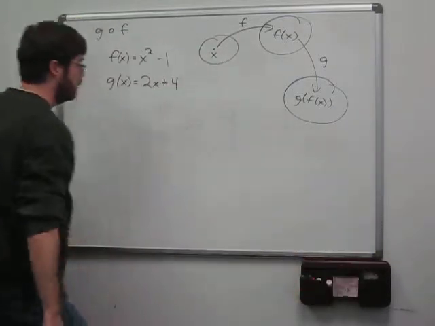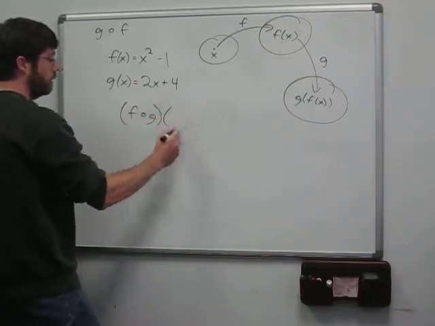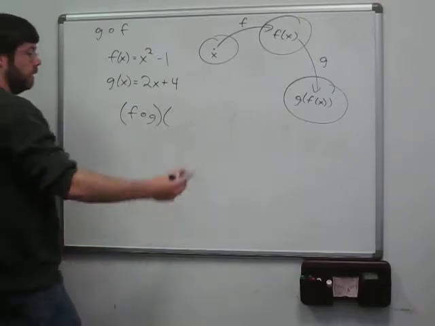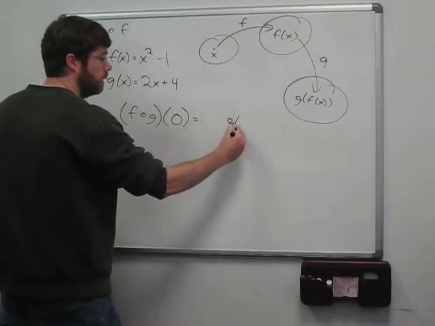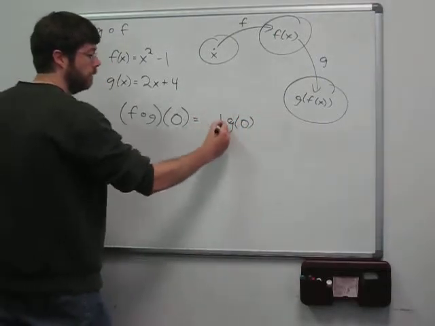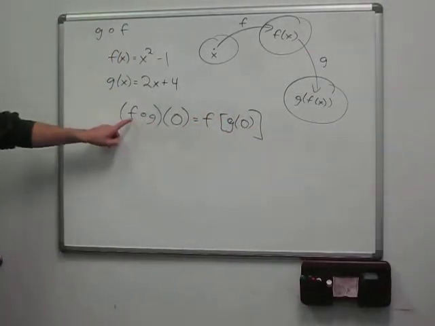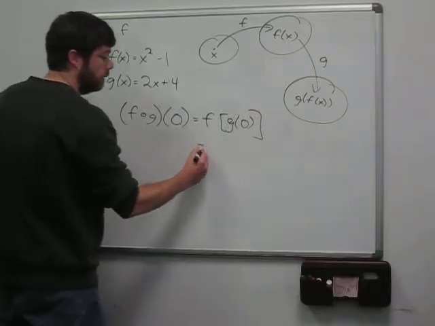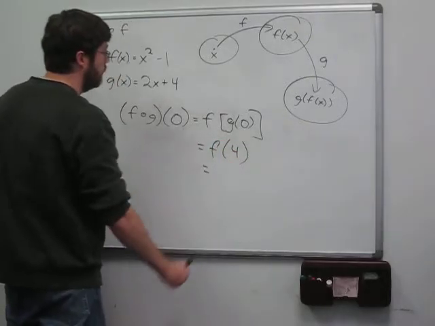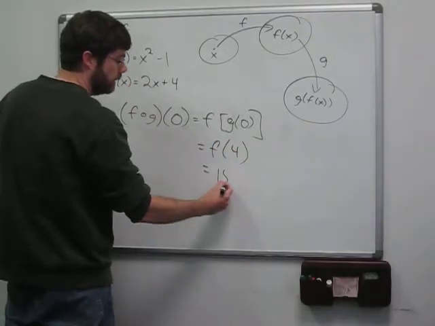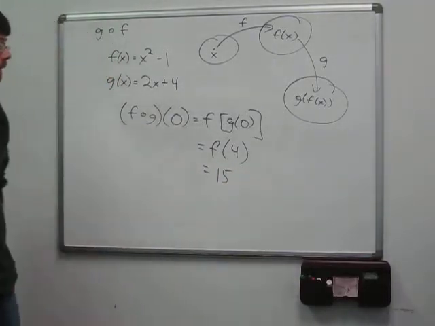We can compose, of course, in the other direction. Or other order, we can look at f of g of, say, 0. That's going to be our function g evaluated at 0, and apply f to the result, right? G first, then f. G of 0 is equal to 4, and f of 4 is 15. So f of g of 0 will be equal to 15.